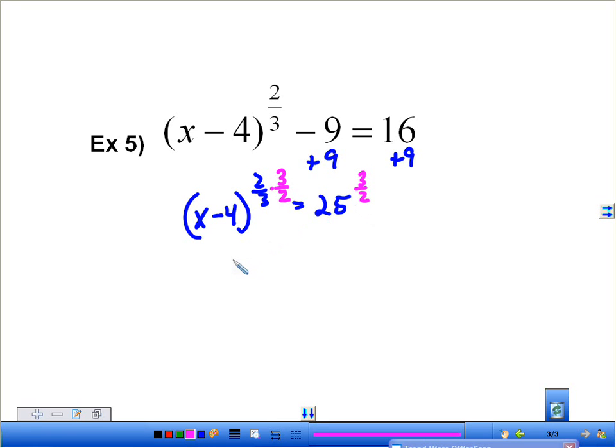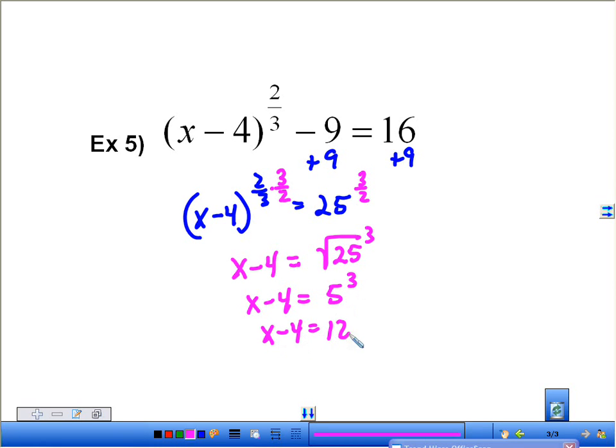So now I'm left with x minus 4 is equal to, I can change this to a radical, the square root of 25 to the power of 3. So x minus 4 is equal to 5 to the power of 3. And I evaluate that: 125. Add 4 to both sides, so I get x equals 129.